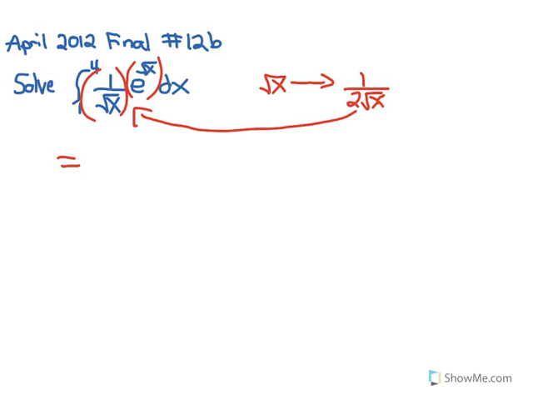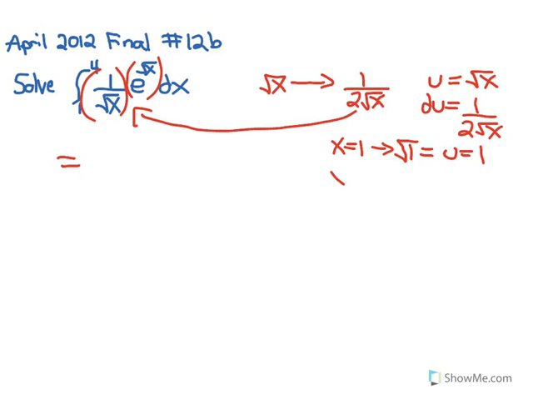So we want to set u equal to the exponent, which is root x. That means du, if we're deriving that, which we just found, is 1 over 2 root x. Now, don't forget that when we use substitution, we also have to change our limits. Our first limit is x equals 1. When x equals 1, root x is root 1, so u equals 1. When x equals 4, we get the square root of 4, so u equals 2.